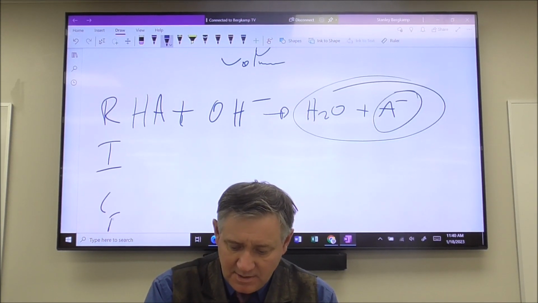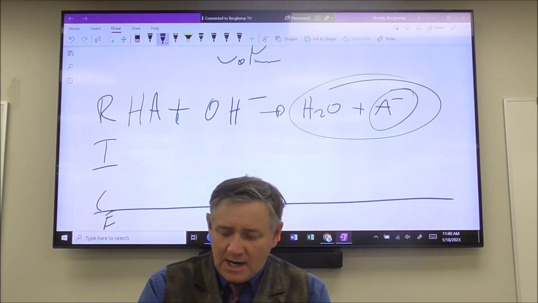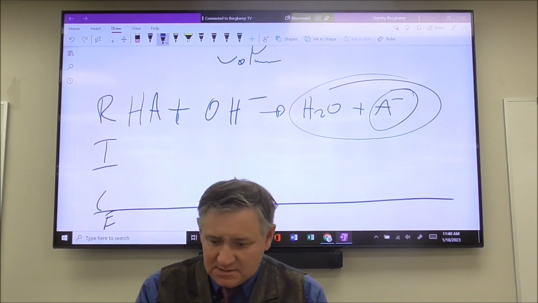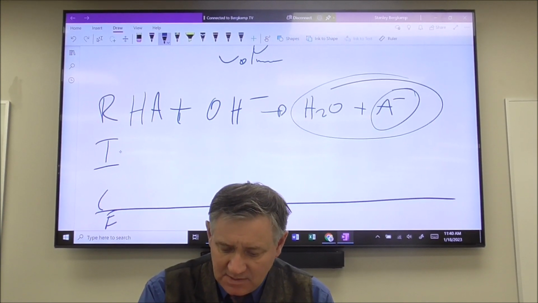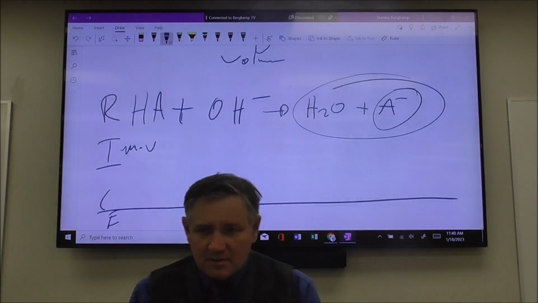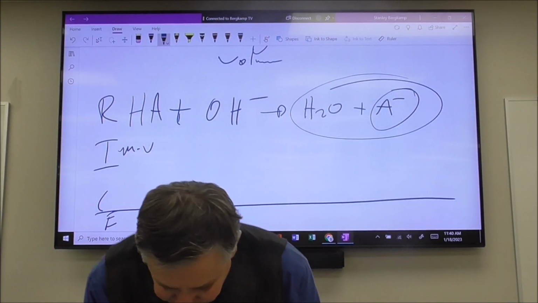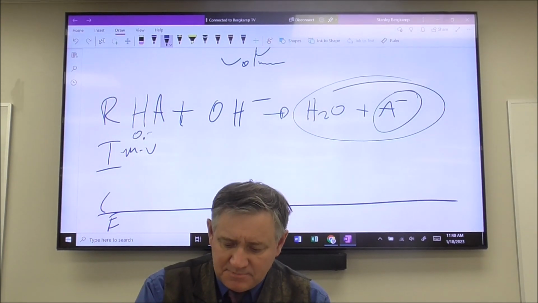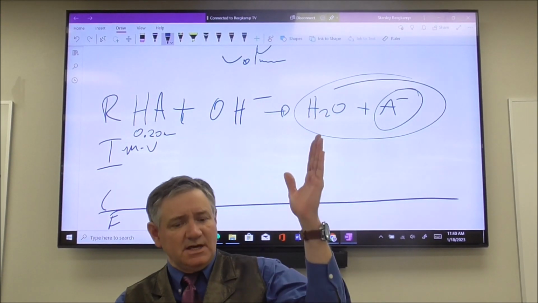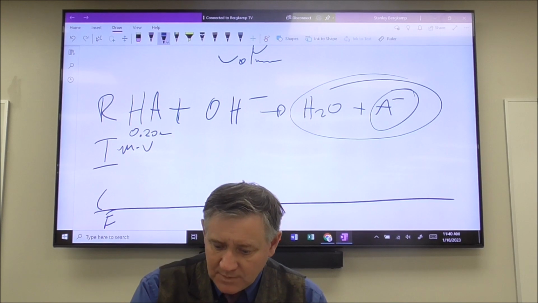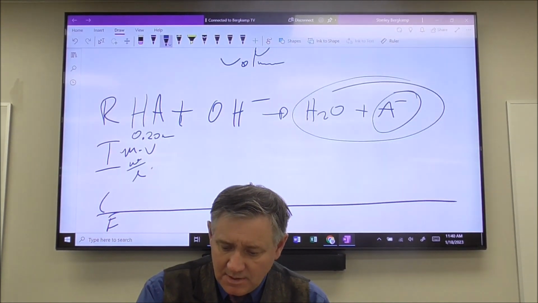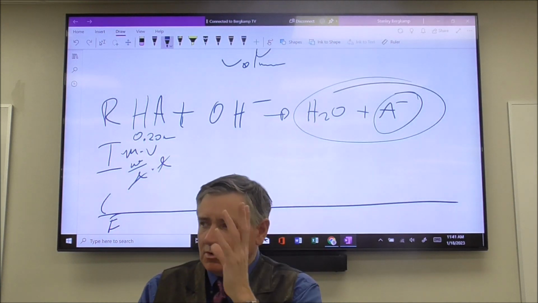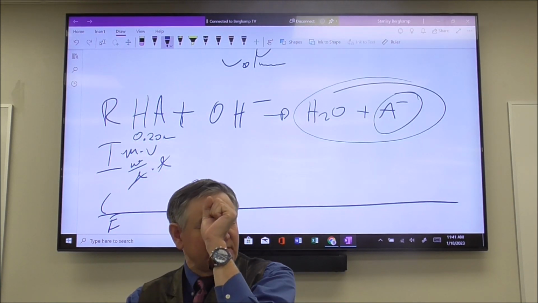On a RICE chart, you're saying, okay, I'm going to have a certain number of moles of my acid. You can find that by taking the molarity times the volume. I'm just going to make up a number, and let's say that's 0.2 moles, because when I take my molarity, which is moles per liter, and multiply by my volume in liters, I get moles.